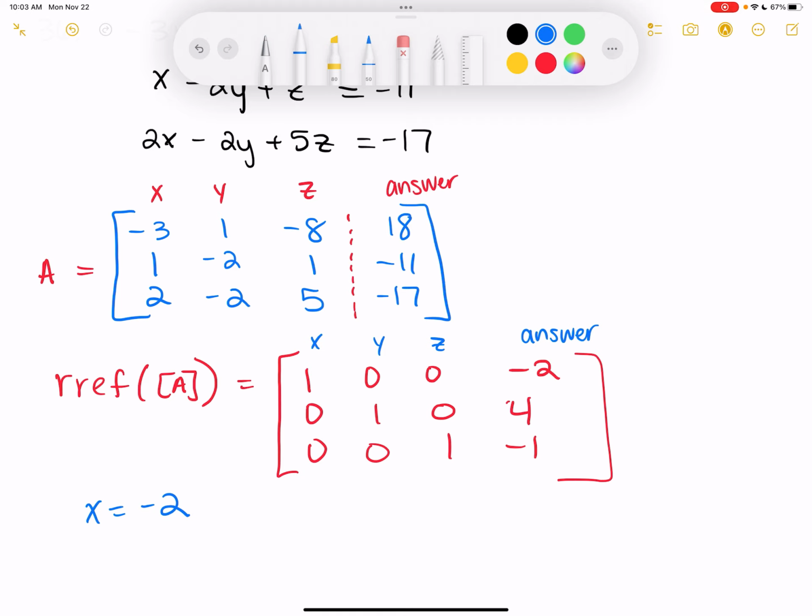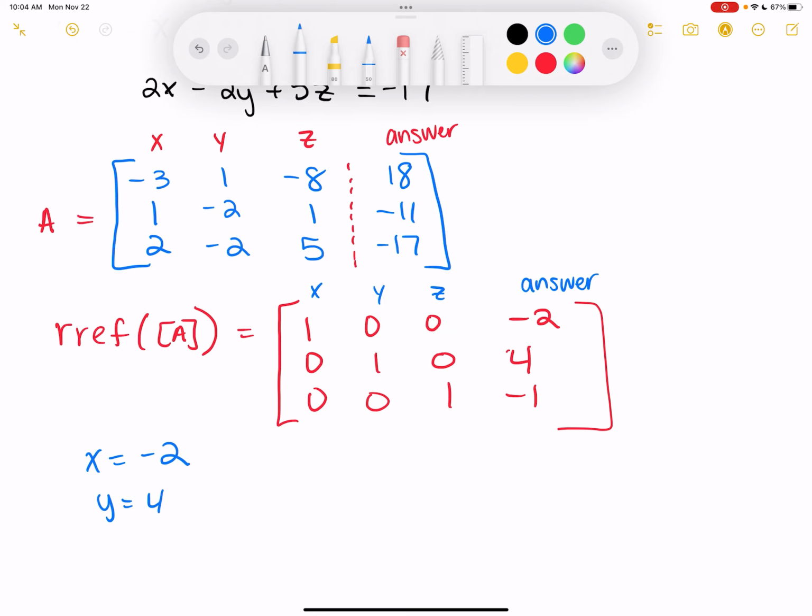In this case, X and Z are missing, so Y is equal to 4. In the bottom, X and Y are missing, so Z is equal to -1. So your ordered triple is -2, 4, -1.